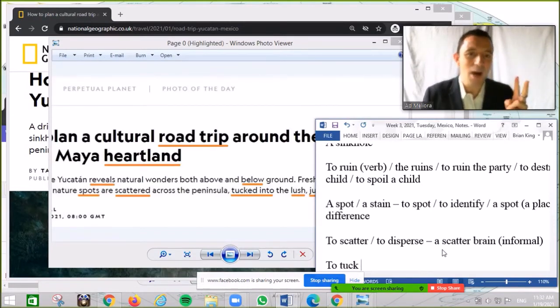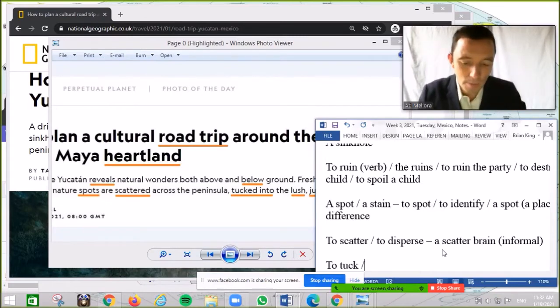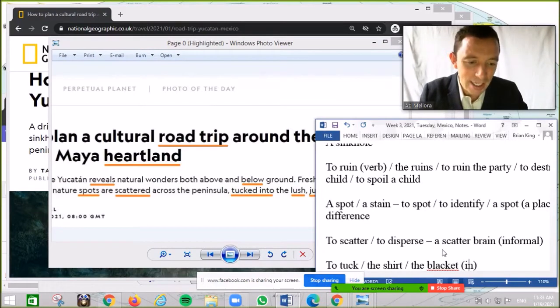The second example is typical with children or adults in bed. When you put the child to bed, poner el niño al cama, and you need the blanket, the manta, and you tuck the blanket into the child, okay? So tuck the blanket is number two. So number one, the shirt. Number two, the blanket, and it's typical with the preposition in.